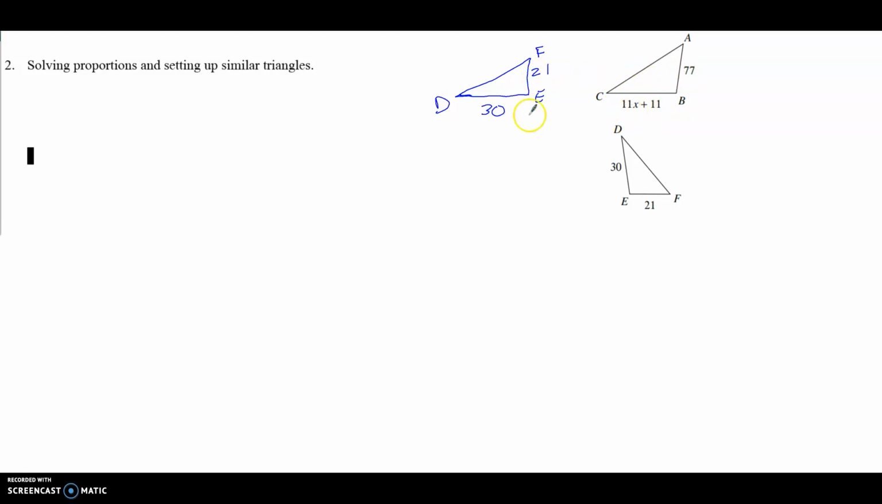So my goal is to solve for X. So for my proportion, and you could write a number of different proportions, but typically what I like to do is pick one side of a triangle and then match it with the other side of another triangle. For corresponding sides, you want to make sure that they're in the same ratio. So 21 over 77 equals 30 over 11x plus 11. And then here you could just simply cross multiply.